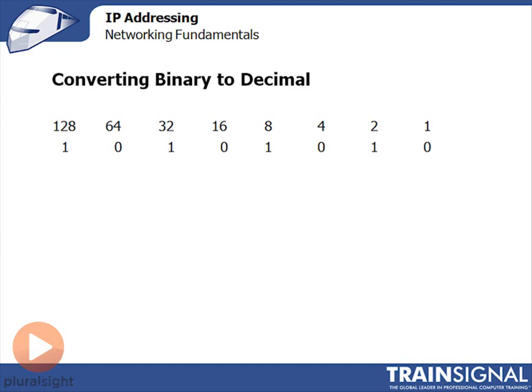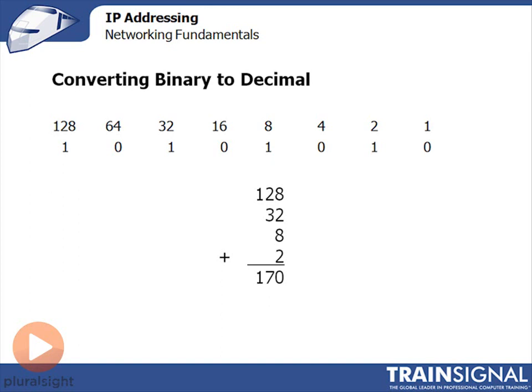Then, just like the way we took 3 times 1,000 because it was the thousands column, and we took the 4 times 100 because it was the hundreds column, we have to do the same thing here. We have to take 1 times the value of its column, 128. 0 times 64 is just 0. 1 times 32 is 32. 0 times 16 is 0. 1 times 8 is 8. 0 times 4 is 0. 1 times 2 is 2. And 0 times 1 is 0.